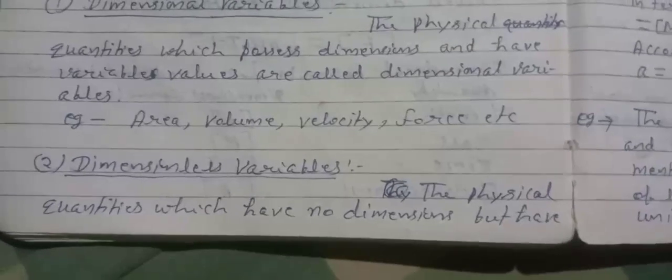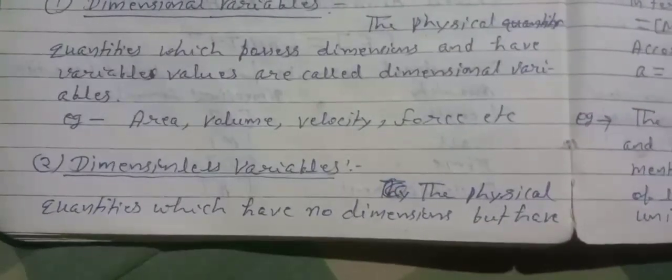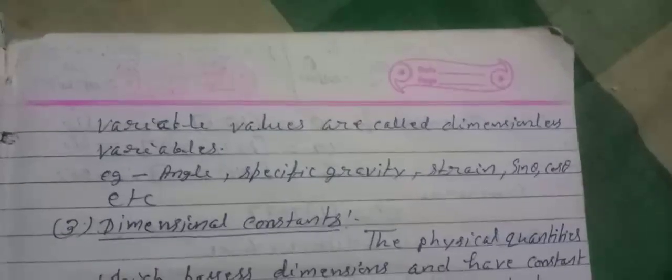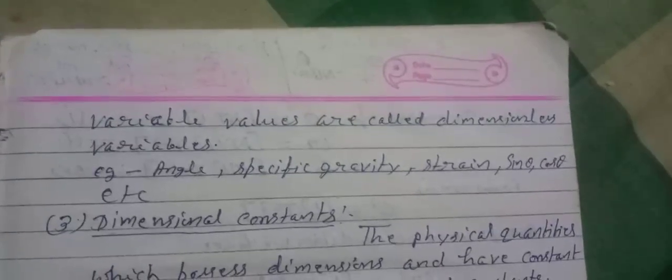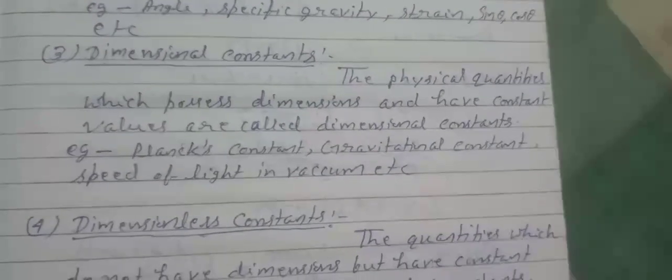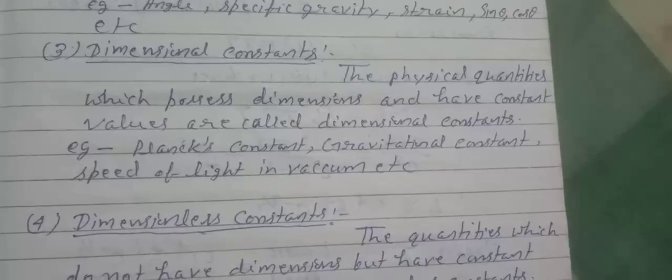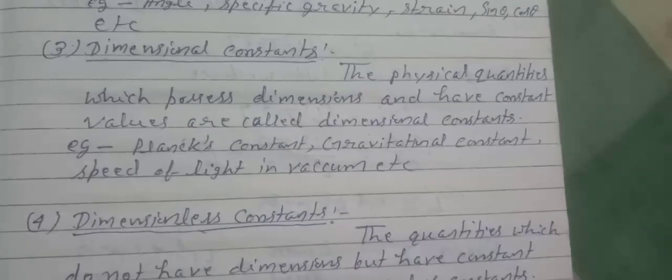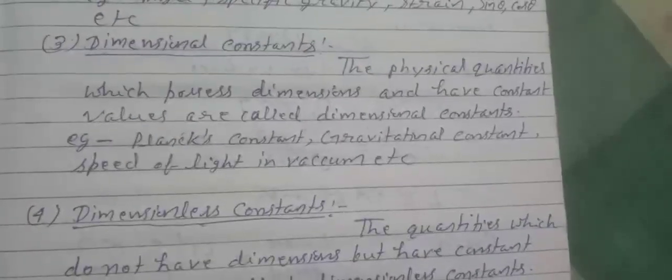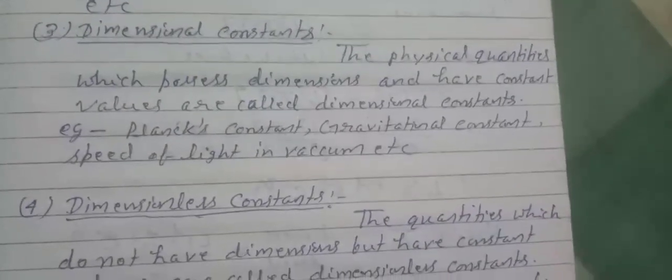Now, dimensionless variables. The physical quantities which have no dimensions but have variable values are called dimensionless variables, like angle, specific gravity, strain, sin theta, cos theta, etc. Third, dimensional constants. The physical quantities which possess dimensions and have constant values are called dimensional constants, like Planck's constant, gravitational constant, speed of light in vacuum, etc.